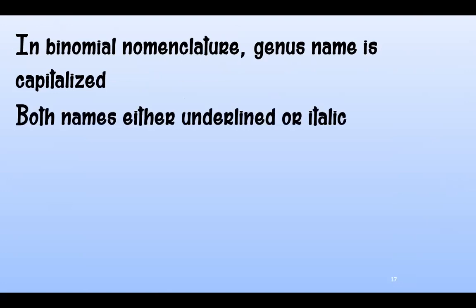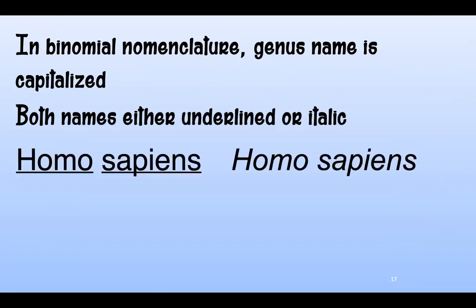Like I said, the genus name is capitalized. Both names are either italic or, if you are writing it out, underlined. So you can either have it underlined or in italics to indicate that it's a scientific name. That's why it has to be either underlined or italicized to indicate that it's a scientific name.